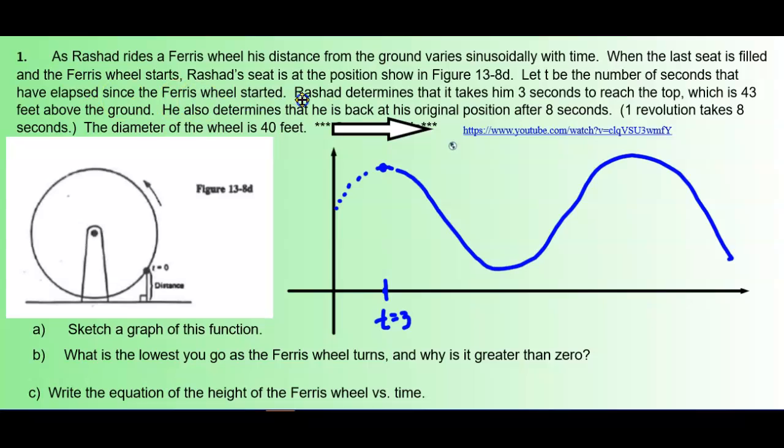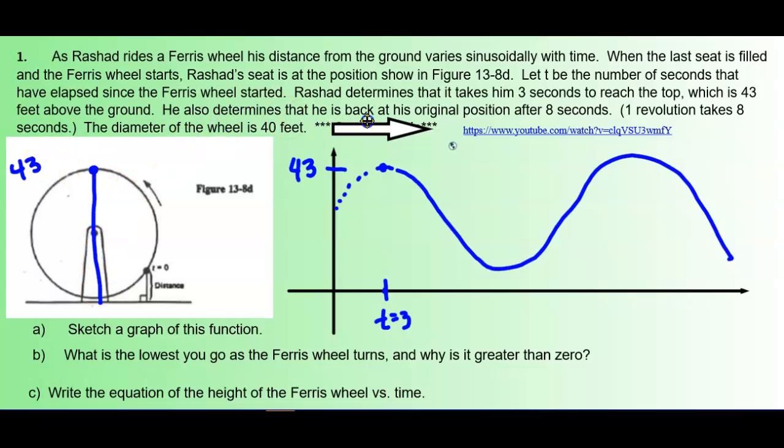Okay, so T is going to be the number of seconds that have elapsed since the Ferris wheel started. Rashad determines it takes him 3 seconds to reach the top. So at time 3, he's at his highest, which is 43 feet above the ground. Okay, 43 feet up. So when he's here, the distance all the way down to the ground is 43.